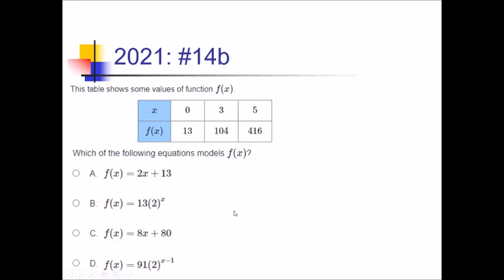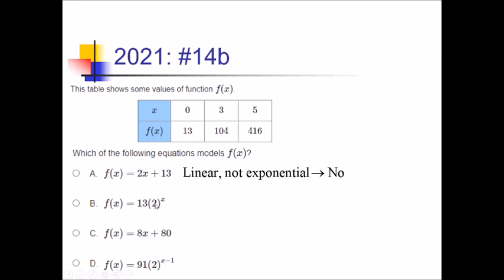For this part of the problem, we want to know which of these functions models f of x, at least based off of these 3 values here. So you could hypothetically just plug 0, 3, and 5 into all of these functions until you found a function that gave you 13, 104, and 416. But you can actually save a little time if you look at the functions in the answer choices. For example, in choice A, 2x plus 13, this is an mx plus b type of situation. This is a linear function, not exponential. And we already saw from the last part that we were looking for an exponential function. So this one is definitely not going to be it. It's the wrong type of function.